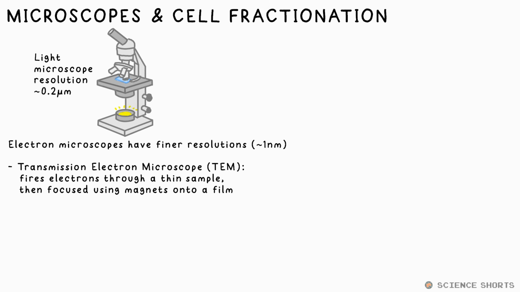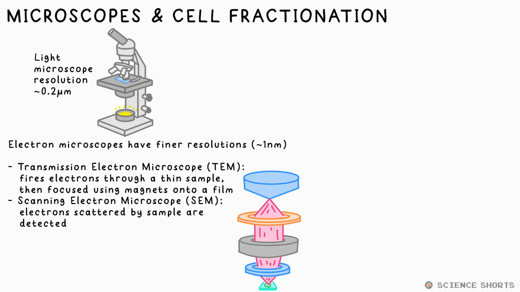A transmission electron microscope, TEM, involves firing electrons through a very thin sample. They're then focused using magnetic lenses so they form an image when they meet the film. A scanning electron microscope, on the other hand, fires a beam of electrons at different points on an object. These scatter, they're detected, and an image is produced.